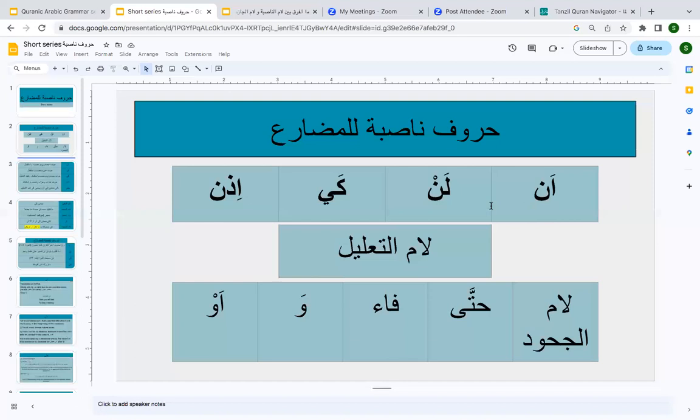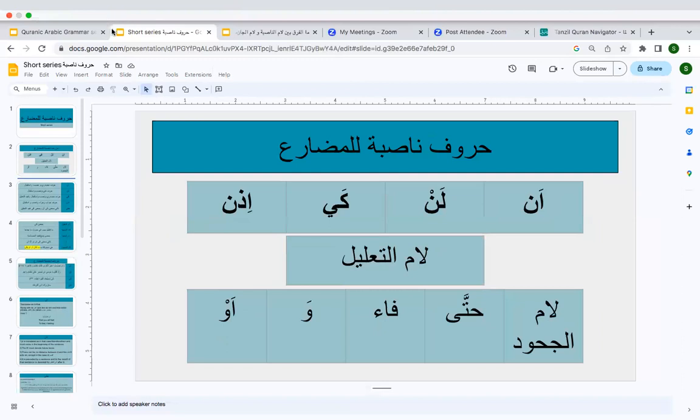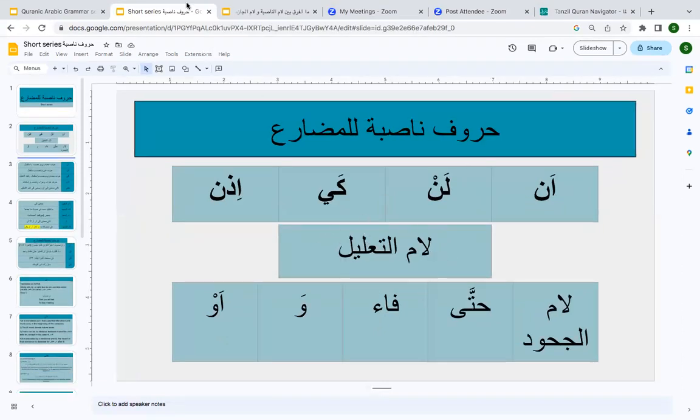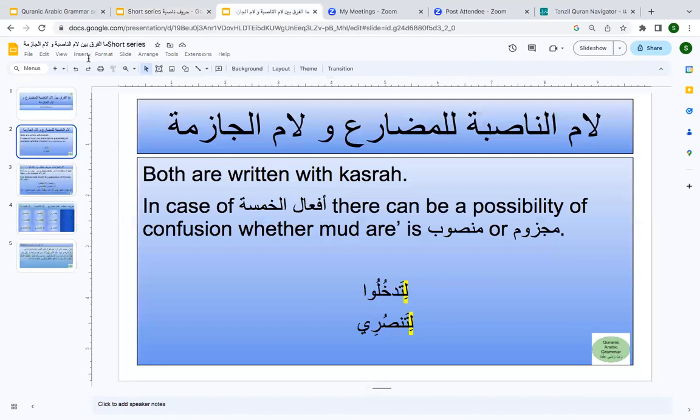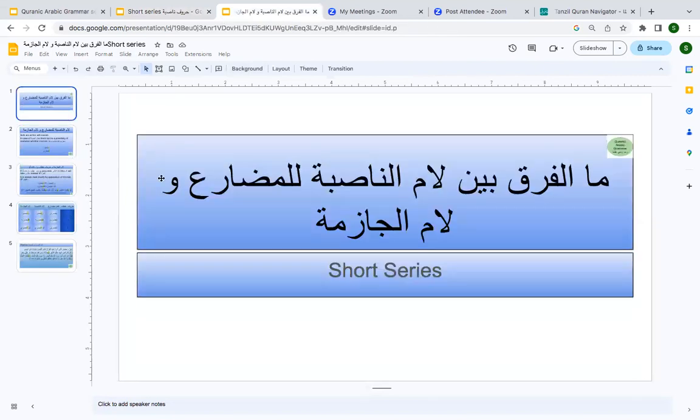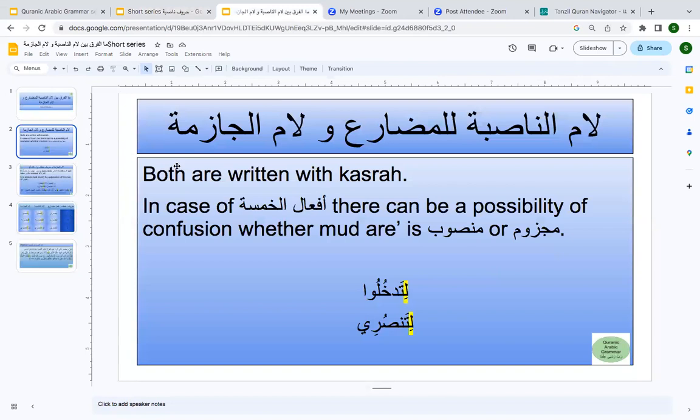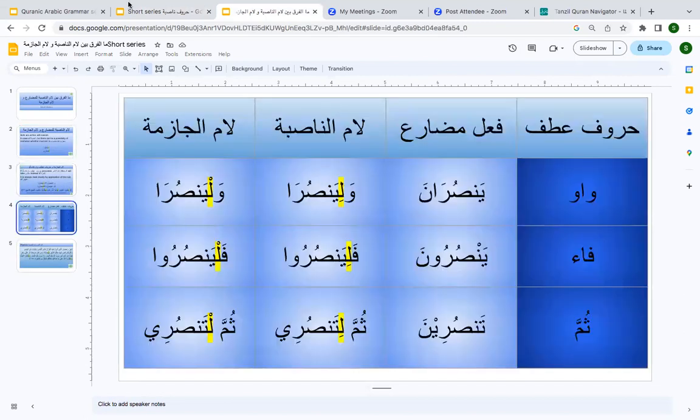Everyone with me so far? Only the first line have the power of their own. The rest all need an hidden after them. Okay, and sometimes it may not be hidden, it may be visible after this as well. When you see li and you are confused, especially in case of afalul khamsa, how will you know which one is which? Do you remember how to distinguish lam that is part of the nasiba group from lam that is part of the jazima group?